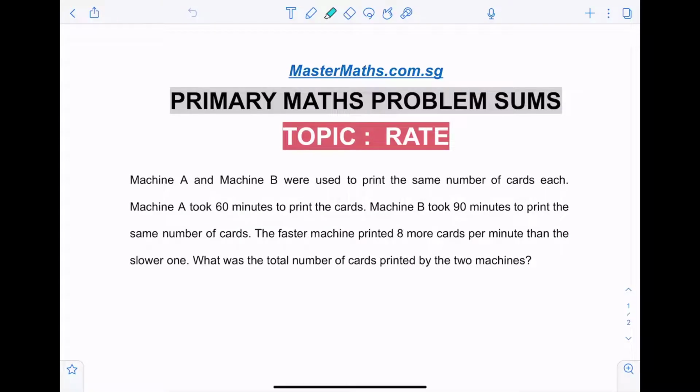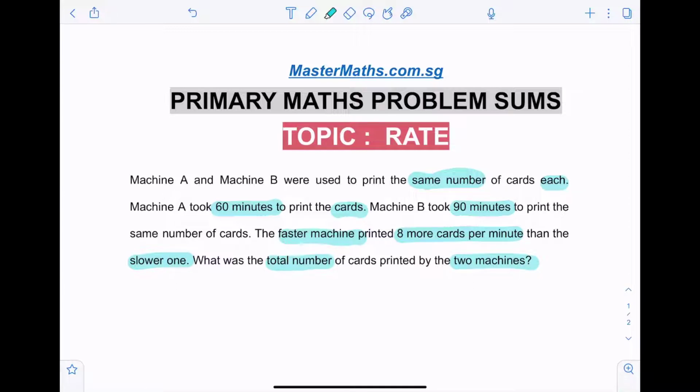Machine A and B were used to print the same number of cards each. Machine A took 60 minutes to print the cards. Machine B took 90 minutes to print the same number of cards. So obviously machine A is faster, machine B is slower. The faster machine printed 8 more cards per minute than the slower one. What was the total number of cards printed by the two machines?